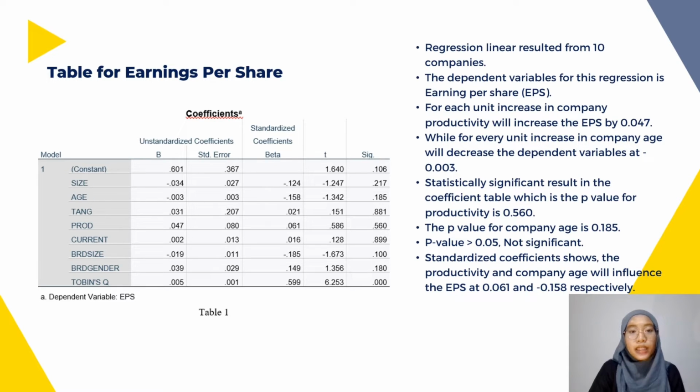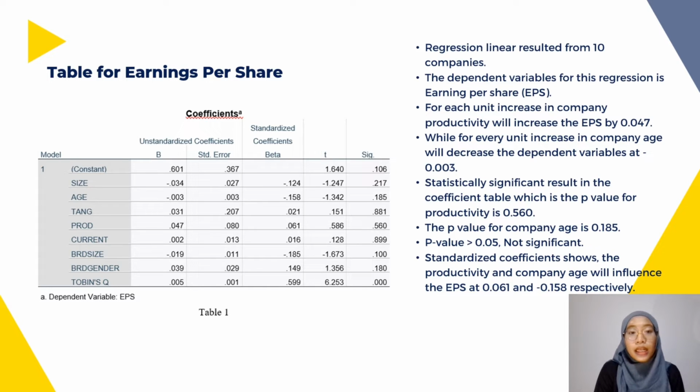Firstly, we will analyze the unstandardized coefficient. For each unit increase in company productivity, the EPS will increase by 0.047 because there is a positive coefficient between the variables, while for every unit increase in company age, the dependent variable will decrease by negative 0.003.